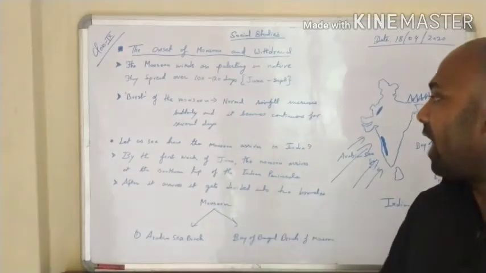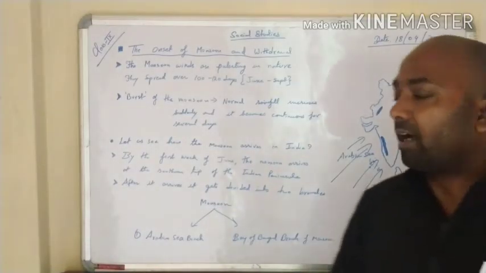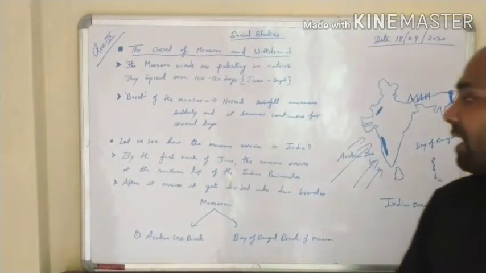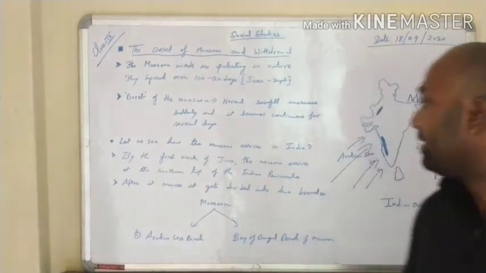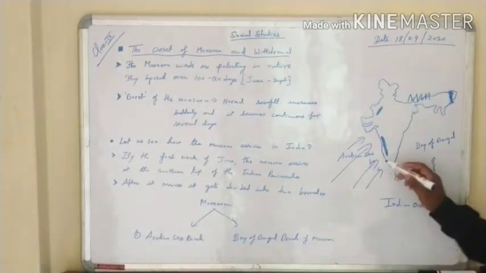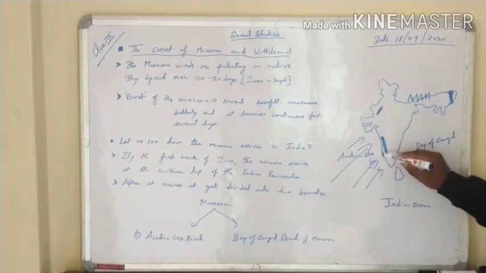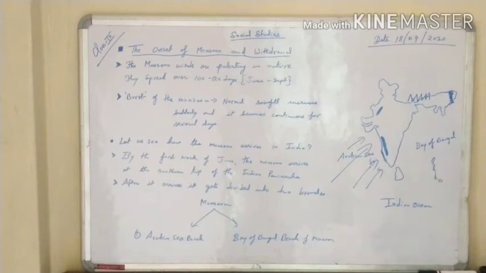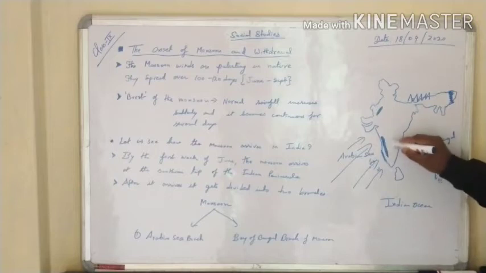Now let us see how the monsoon arrives in India. By the first week of June, the monsoon arrives at the southern tip of our country, and these areas start receiving rainfall. After it arrives, it gets diverted into two branches. You may wonder why it gets diverted; I will tell you.